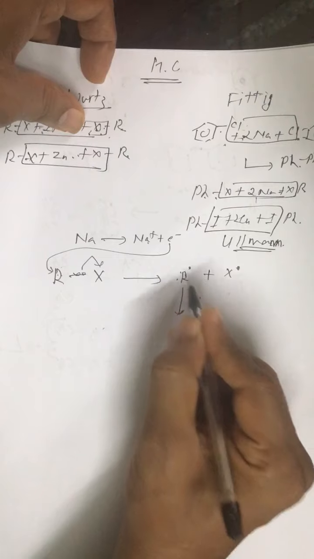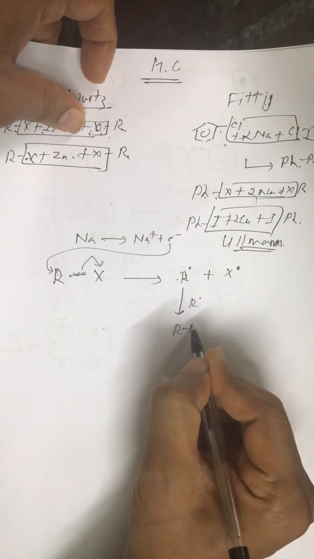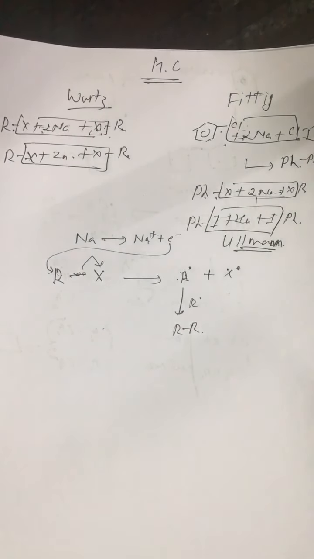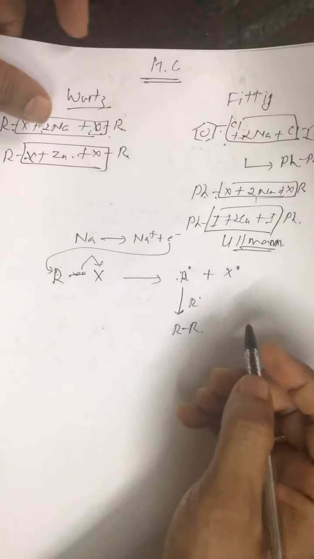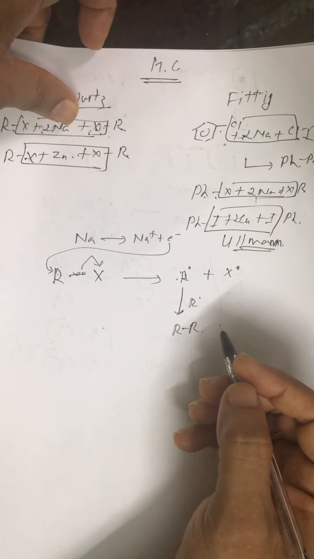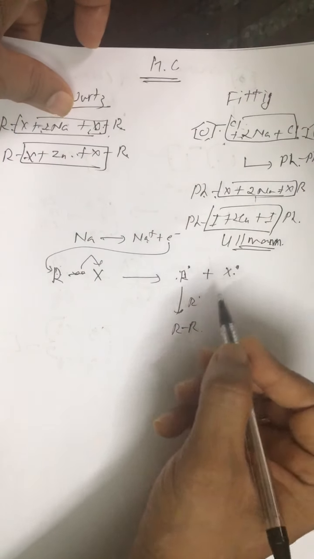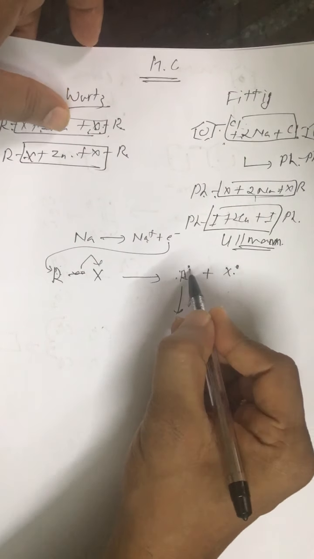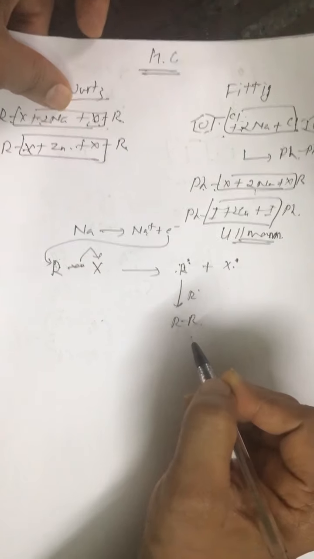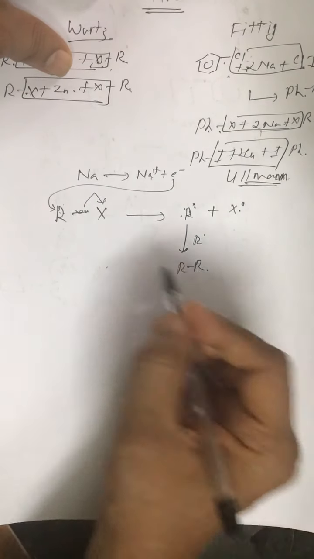Two R free radicals combine to produce R-R. In this way you can explain the mechanism. Or it can also be explained on the basis of ionic mechanism, that is X negative, R positive is reduced and R positive combined with R negative to give R-R, alkane.